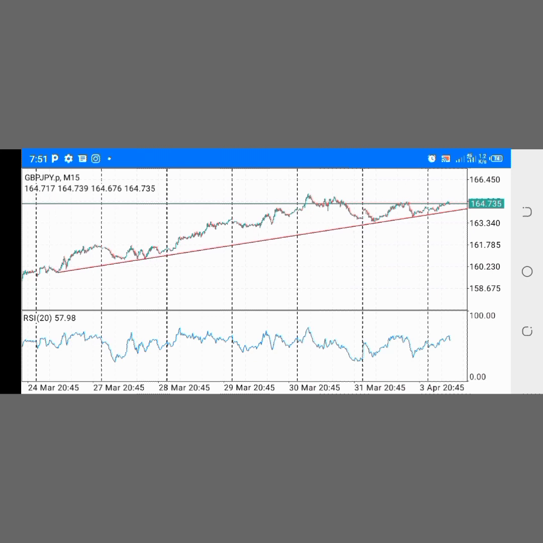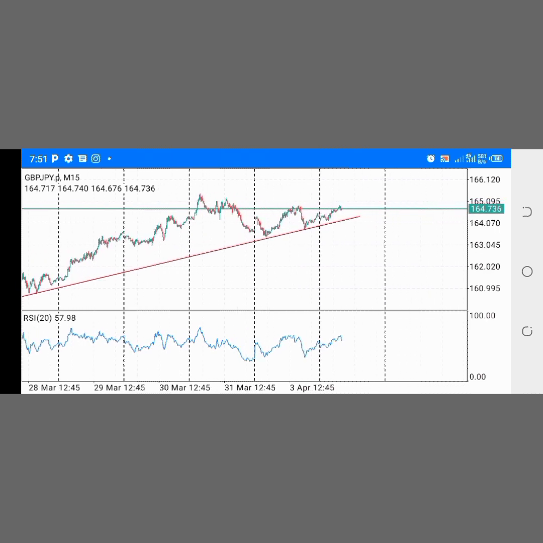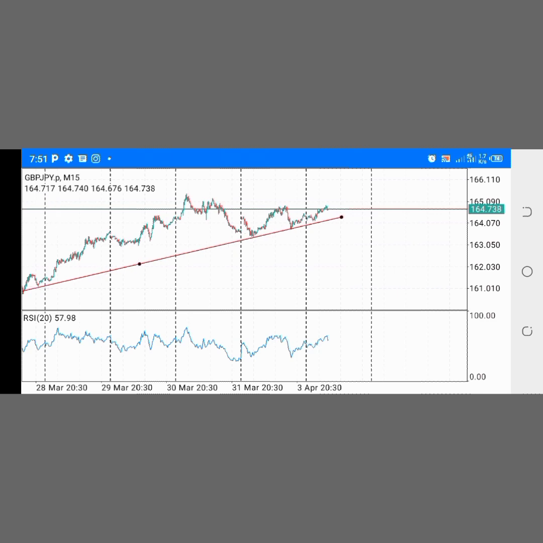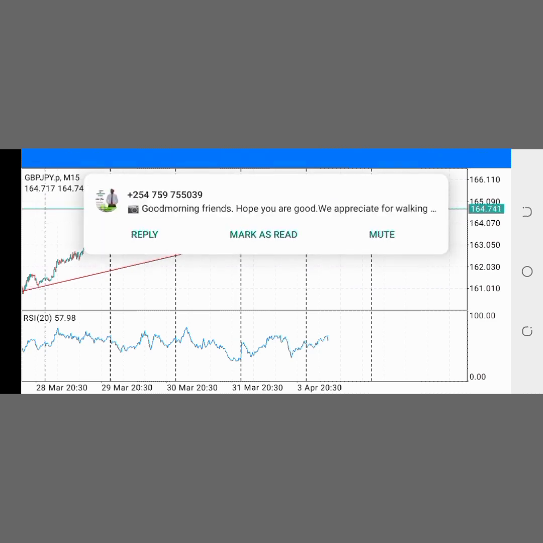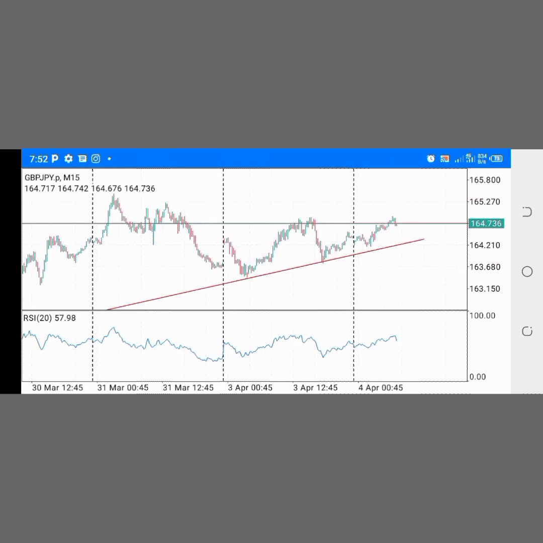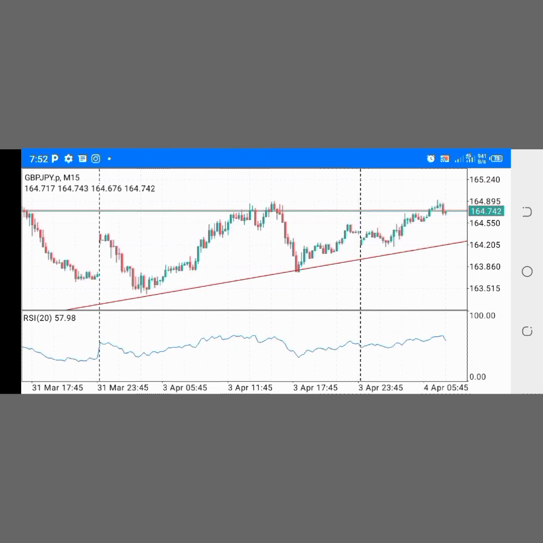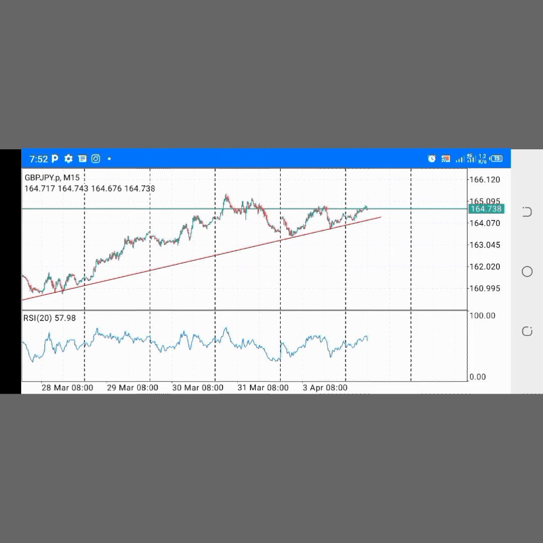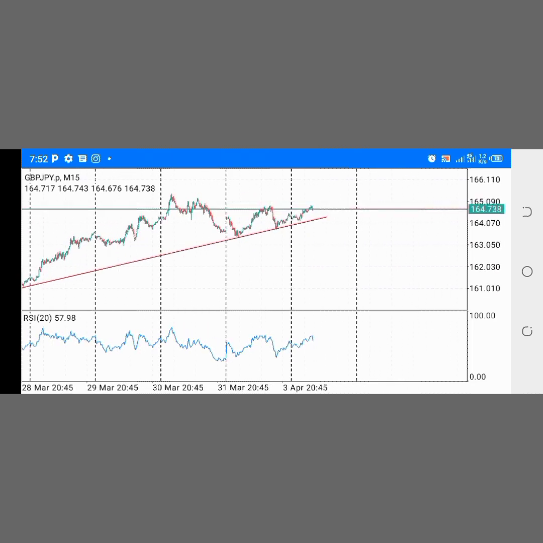Okay, so this is a 15-minute chart. Let me try to zoom in. Okay, so traders, this is the area of value I have identified. So you can check it out. So this is the area of value. Let me just zoom in.